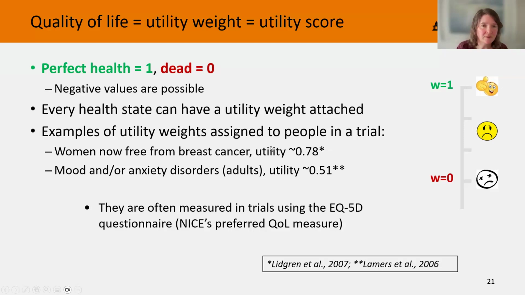So these are just a couple of examples. So people in trials who'd filled in a questionnaire, their utility scores were about 0.8 for women who'd had breast cancer and then surgery and then recovered. And there was a group of adults who'd had mood or anxiety disorders, and they had a quality of life of only 0.5. So they're often measured in trials using the EQ5D, which is NICE's preferred quality of life measure.